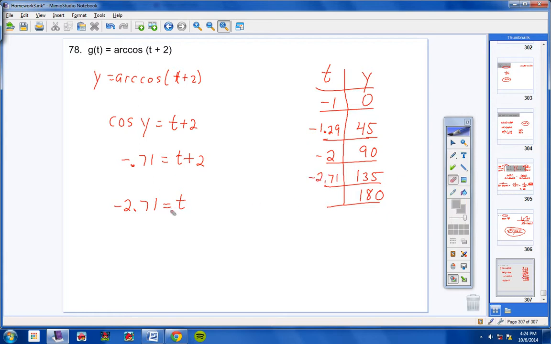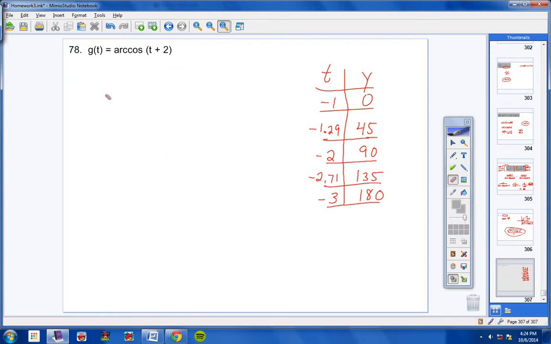And now lastly, we're going to put 180 degrees in for y. Okay. 180, like this. And the cosine of 180 is negative 1. So negative 1 equals t plus 2. Now bring the 2 over, make it a negative 2, and you get negative 3 equals t. All right? So there we go. We got 5 points we can pretty well plot here.